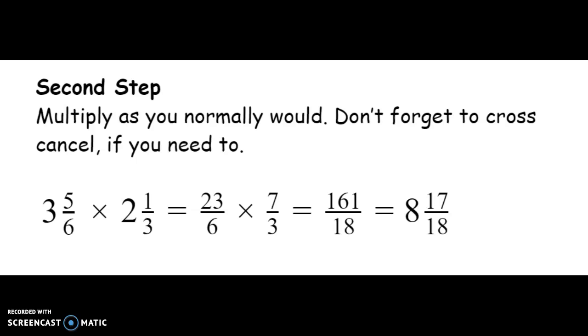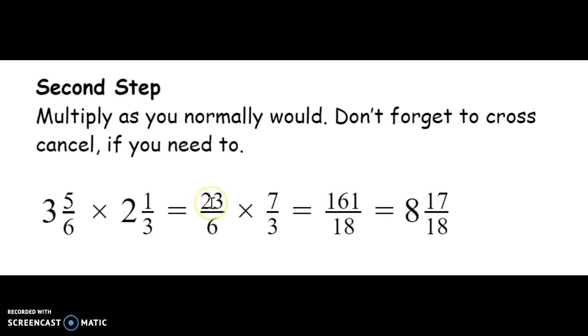Let's take a look at our problem again. So this was our original problem: 3 and 5/6 times 2 and 1/3. In the first step, we changed it to 23/6 times 7/3. Now, in our second step, we're simply multiplying because we can't cancel anything here. 23 and 3 do not cancel into each other, and 7 and 6 don't cancel into each other. So in this problem, we don't have anything to cross cancel.